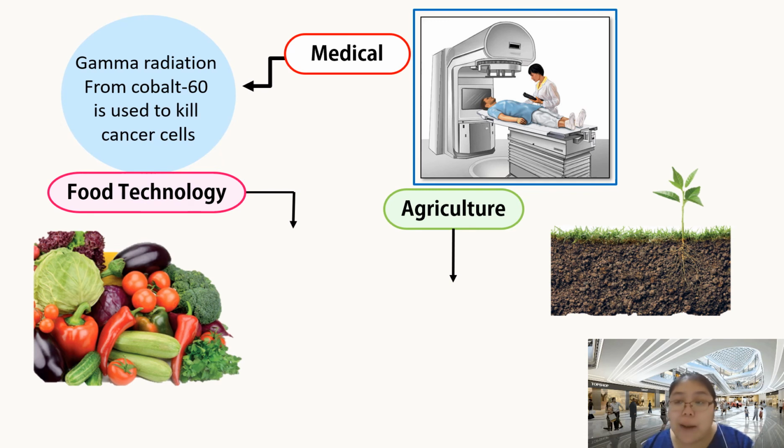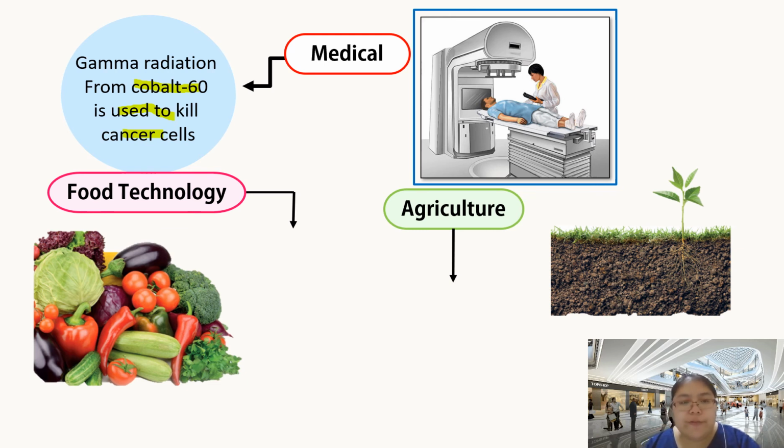In medicine we use gamma rays. Remember, gamma ray is used for cancer treatment. So gamma radiation from cobalt-60. What you need to remember is cobalt-60, and you also need to remember its function. Cobalt-60 is used to kill cancer cells. So this is normally used for cancer treatment.